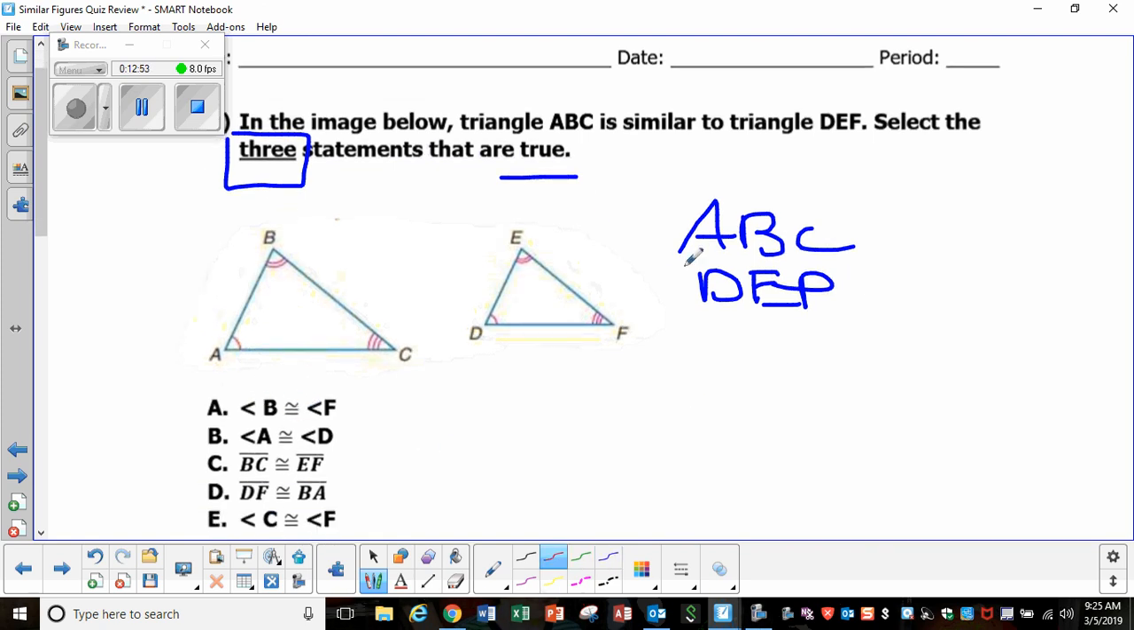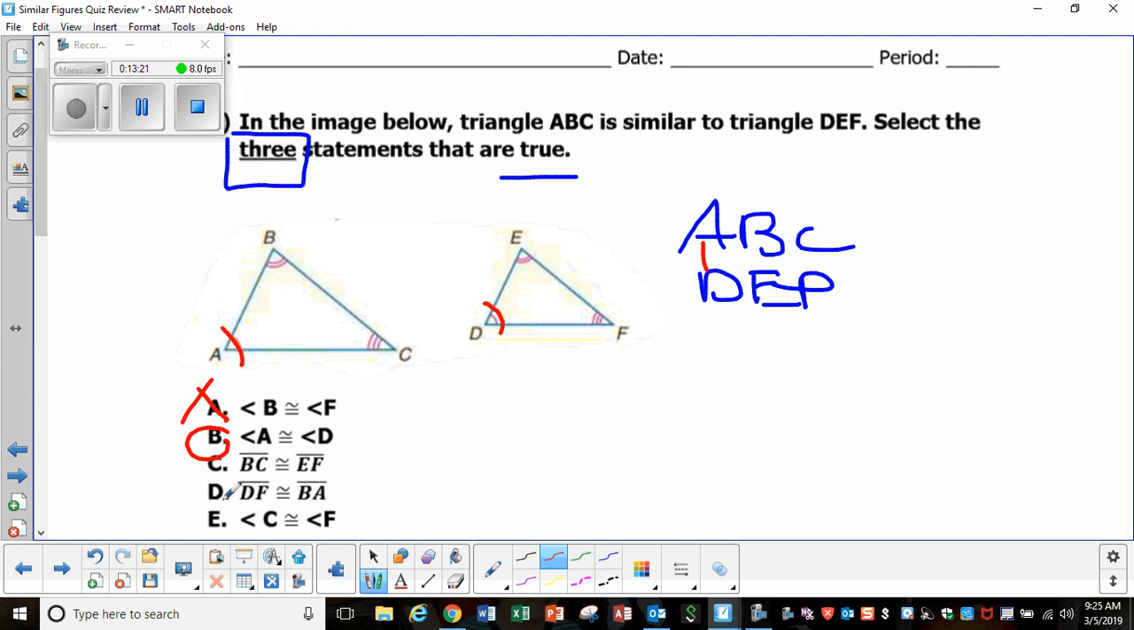Angle B is congruent to angle F. That's not true because that's middle and last. So we're not going to pick A. Okay, next option here. Angle A is congruent to angle D, so that those are both the first. So angle A is congruent to D, so B is correct. If I look here, A has 1 tick mark and so does D, so that does work.